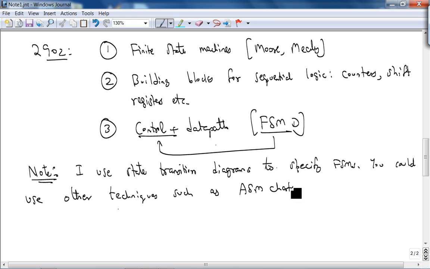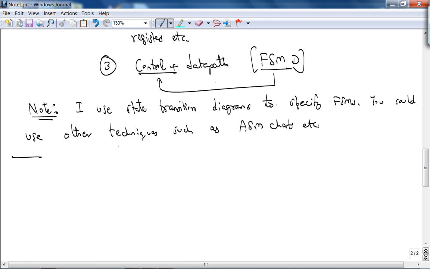But to be honest, the most difficult part about sequential logic design is getting the finite state machine. Given the problem, as we will see in Monday's lecture, the brain is involved in getting the finite state machine or the ASM chart. Just because you have an ASM chart specification does not mean it's any easier to implement than the state transition diagram. So either way, designing it from the problem statement is where the brains are. I use state transition diagrams because they're more intuitive than ASM charts. It's not that I'm biased against ASM charts. You're welcome to do ASM charts if you want.